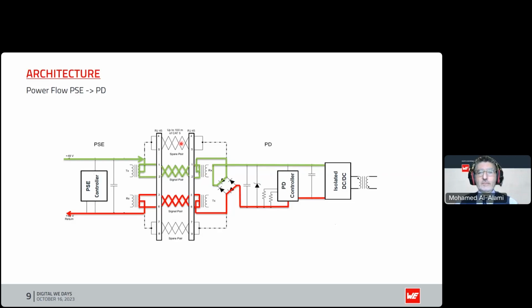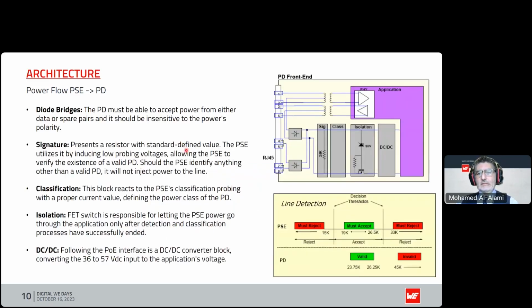Let's move on. Let's look at a bit more of the nitty-gritty. You saw the PD controller and the PSE controller. As part of this transfer of power, there has to be a certain type of handshake, and that handshake is what allows the power to be released. So how does that handshake take place? Let's look at a bit more detail into that system architecture.